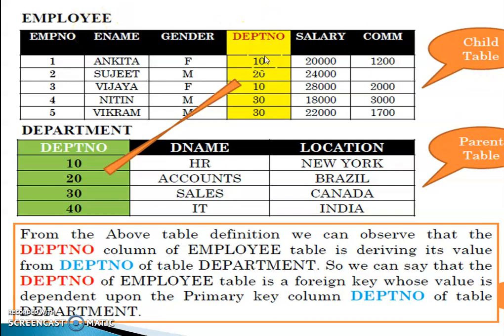In this employee table, we use this department number as a foreign key. From the above table definition, we can observe that the department number column of the employee table is deriving its value from where? Department number of table department. So we can say that the department number of the employee table is a foreign key whose value is dependent upon the primary key column department number of table department. Clear this foreign key concept?